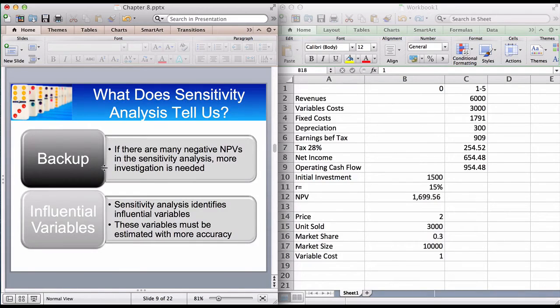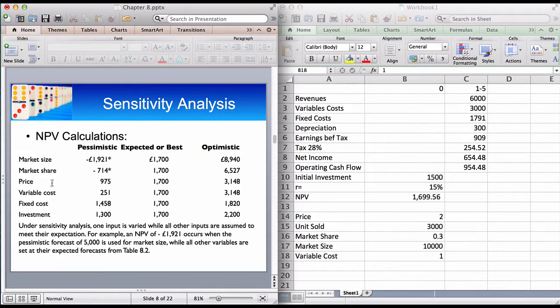But there are a number of criticisms of this. One criticism is that it only looks at one variable at a time. Is it realistic to think that only one variable at a time will move? No, it isn't, because each of these inputs will be related. So there'll be interrelationships or interactions that aren't captured by the sensitivity analysis.